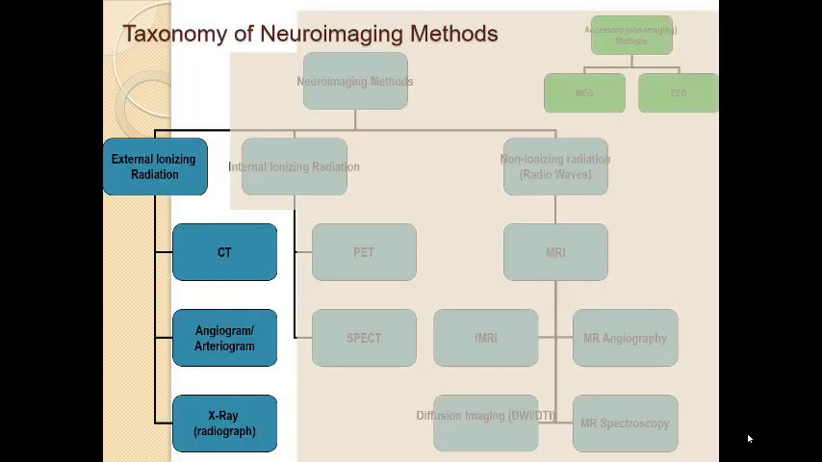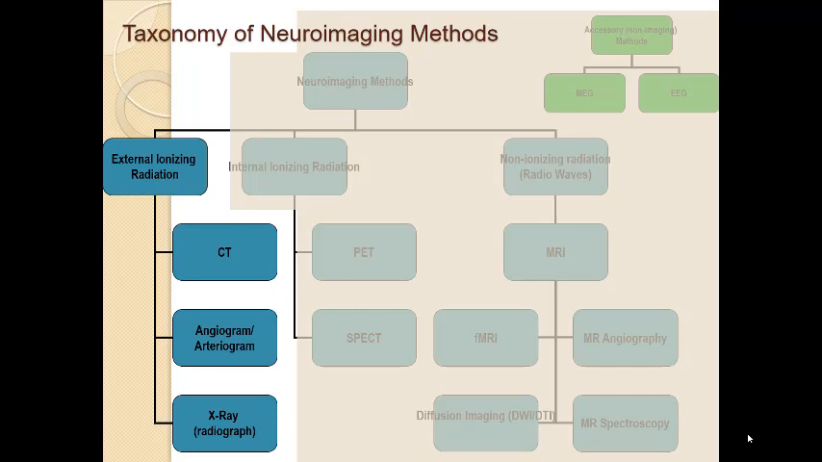Okay, so now moving into some specific techniques. We are going to be covering external ionizing radiation in this video. If you recall from our previous discussion, ionizing radiation is radiation that is very high in energy, with very short wavelength, and can be quite dangerous to the body when taken in large dosages or even smaller doses repeatedly over time.